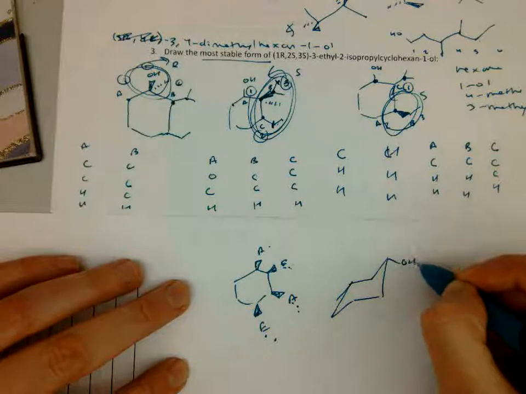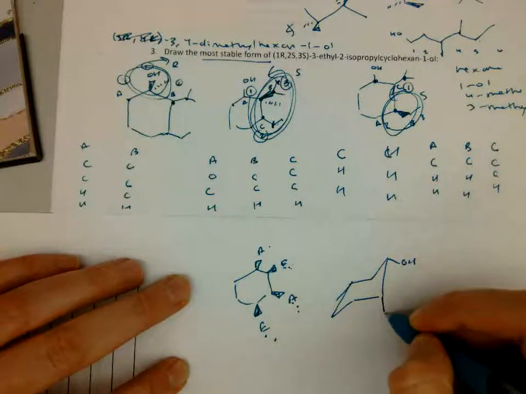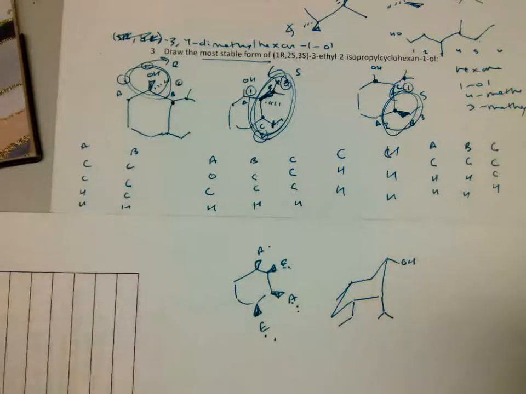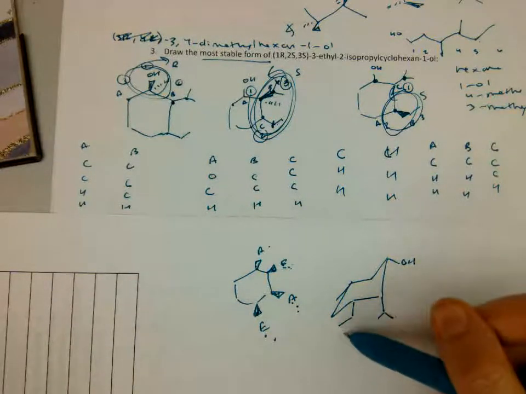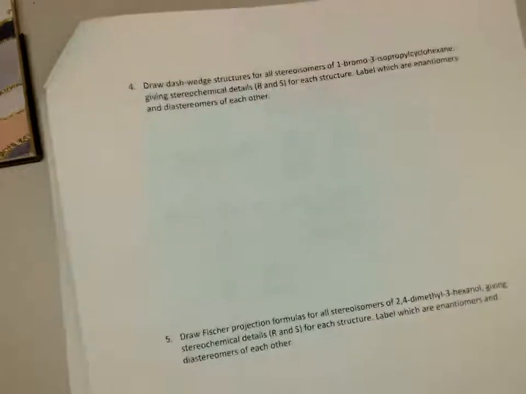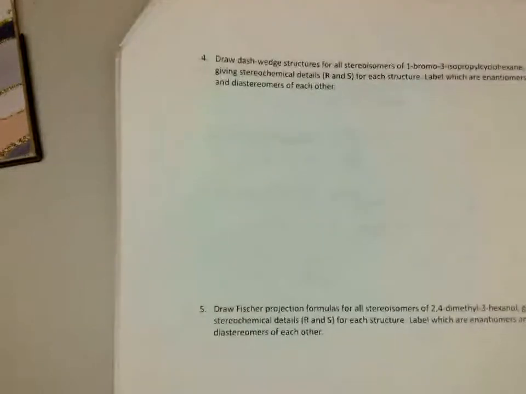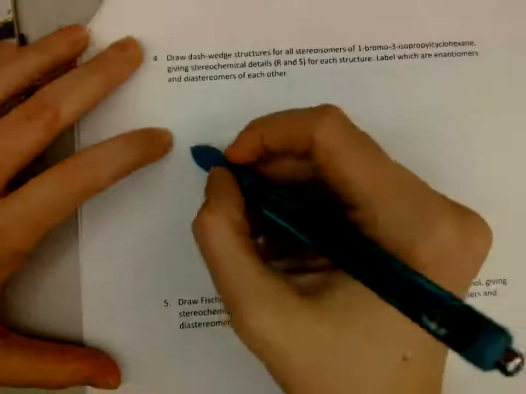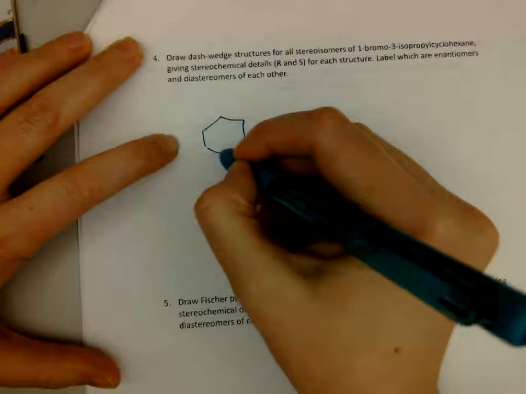So we'll have OH in the equatorial, we'll have our isopropyl in the axial, and then we'll have the ethyl group in the equatorial. So I hope that clears that one up for you guys. I know that's kind of confusing, but I think that should hopefully help. And then for question 4, draw the dash wedge structures is very similar. Draw the dash wedge structures for all stereoisomers of 1 bromo 3 isopropyl.